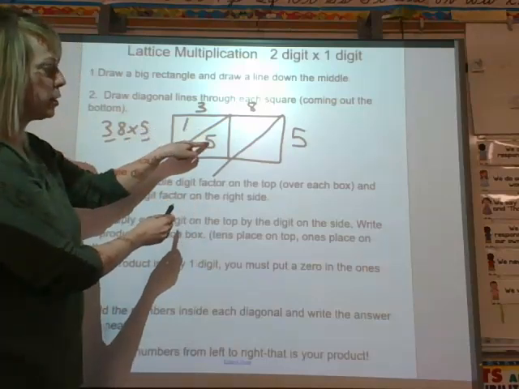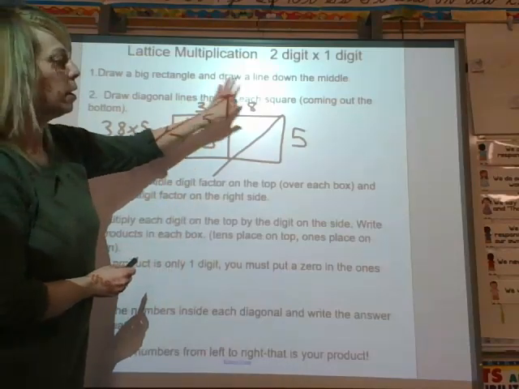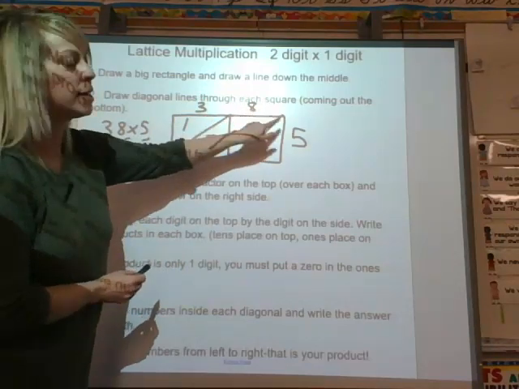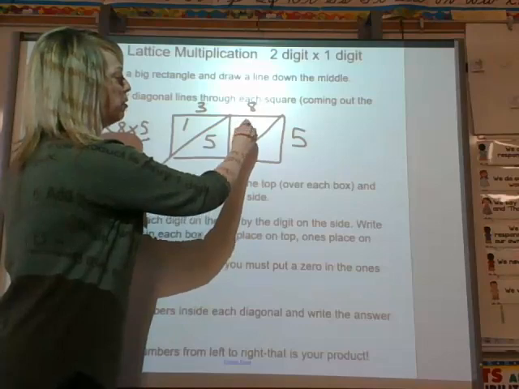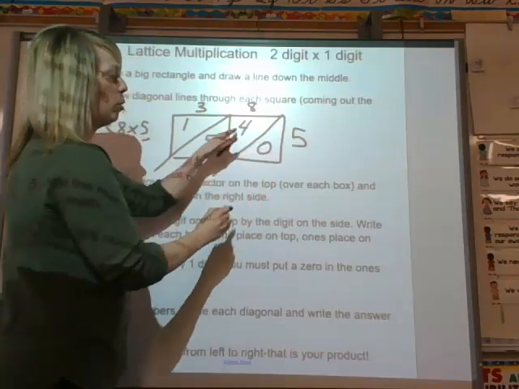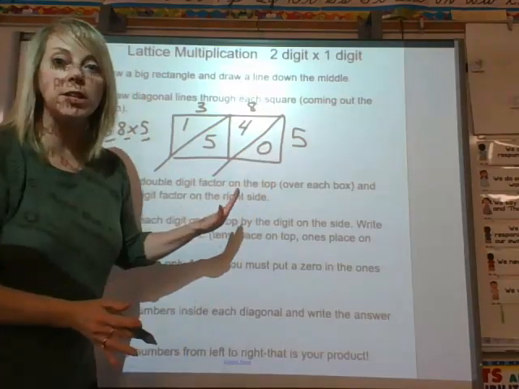So we have our tens and our ones. Now we're done with the 3. Now I'm going to go to the 8. 8 times 5 is 40. So I'm going to put my tens place here, 4, and my ones place 0. So it's 40. And then you're done the multiplying.